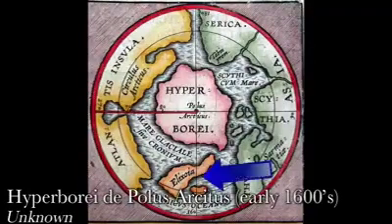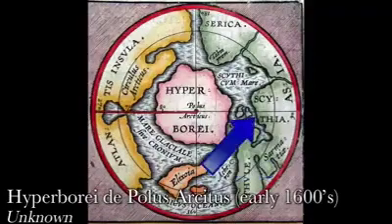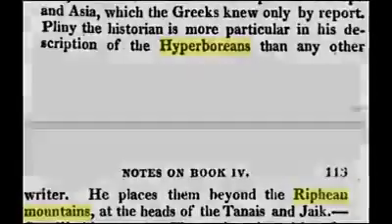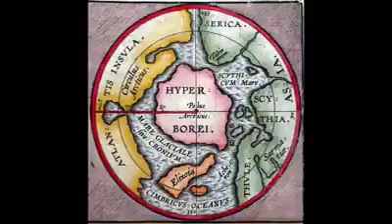Greenland is referred to in this map as Iloxoa. To the right is Scythia, which is interesting because in the 4th century BC, Aristotle wrote of Hyperborea as being past the Riphean Mountains, on the borders of Scythia, although no topography is shown on this map.